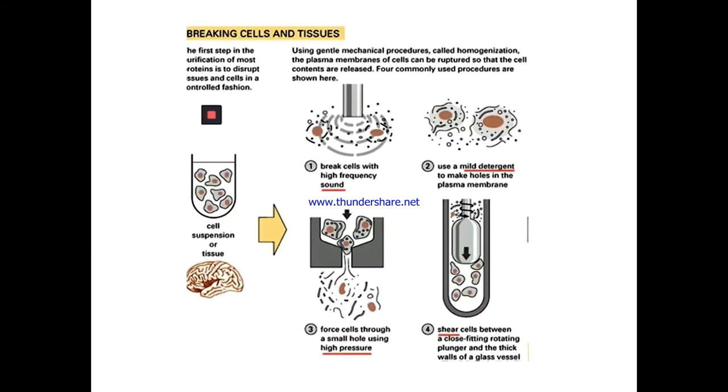So, as we said before, homogenization is rupturing the plasma membrane and releasing the organelles out. So, here there are 4 common procedures.